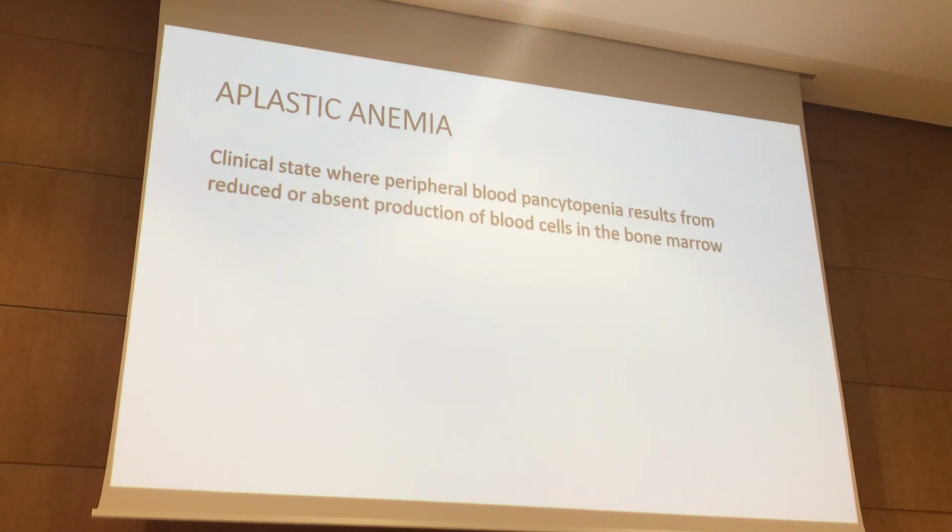So what is aplastic anemia? By definition, it is a clinical state where there is peripheral blood pancytopenia resulting from reduced or absent production of the blood cells in the bone marrow. So there is pancytopenia, which is due to absent or reduced production of the blood cells in the bone marrow.